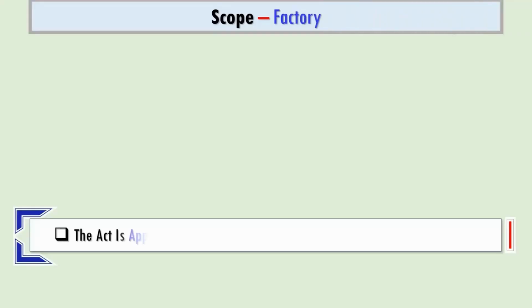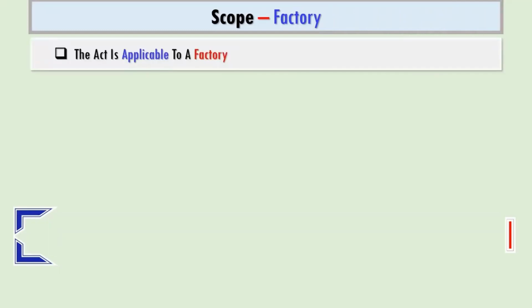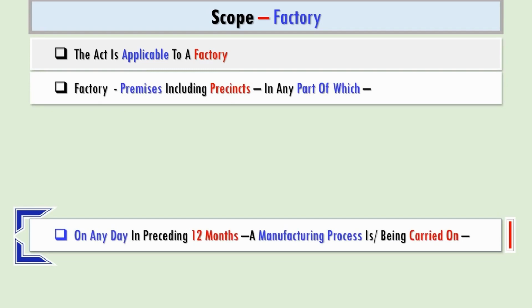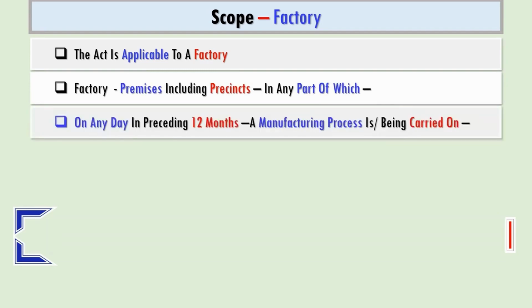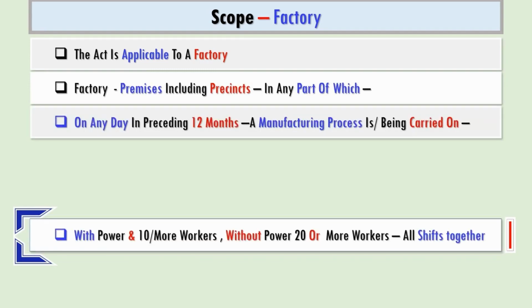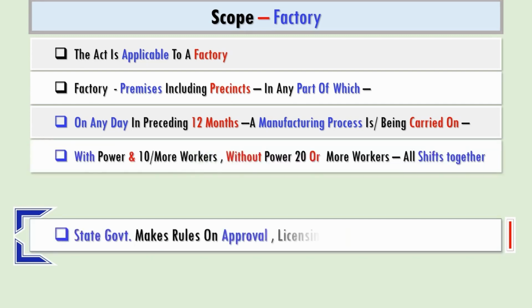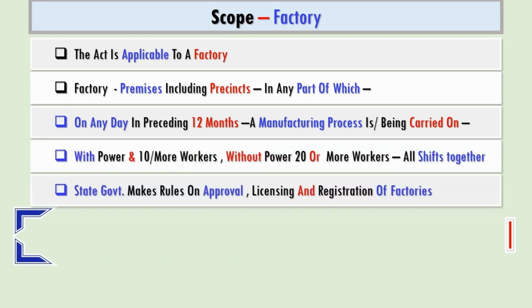A factory, as covered under the Act, is a premises including precincts at which on any day during the last 12 months, a manufacturing process is carried on with power and 10 or more workers, or without power and 20 or more workers, and the state government can make rules on approval, licensing and registration of a factory.